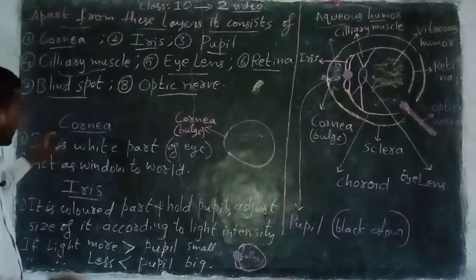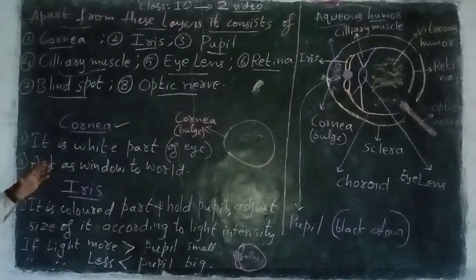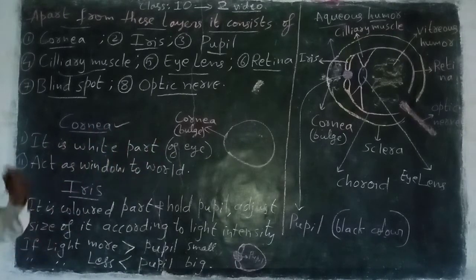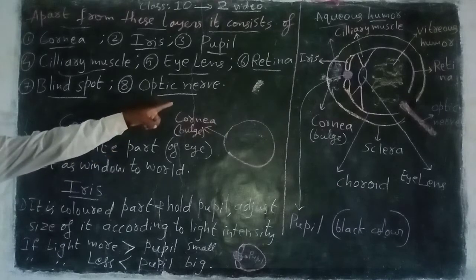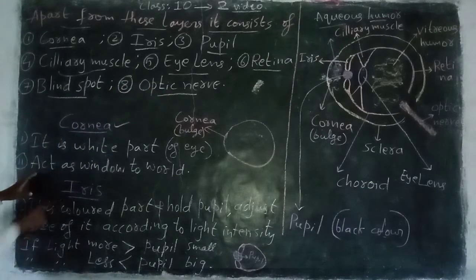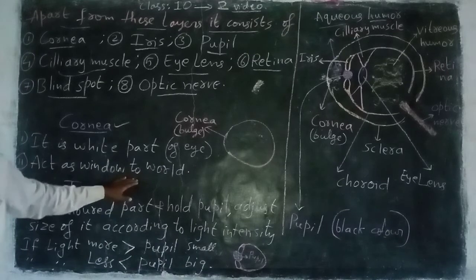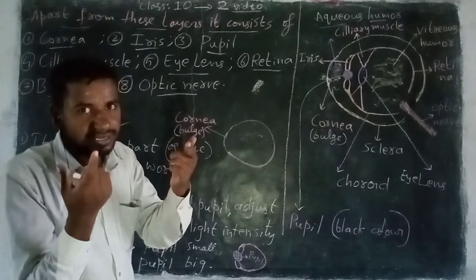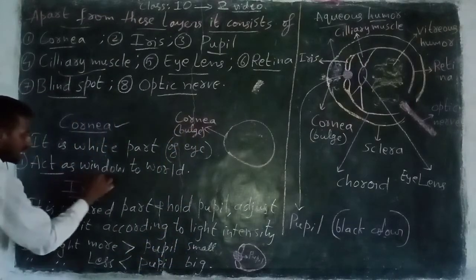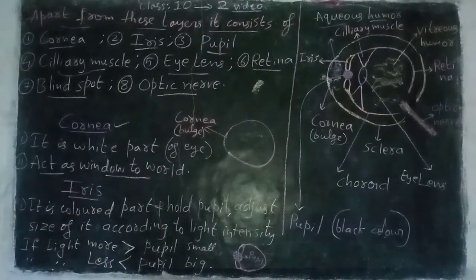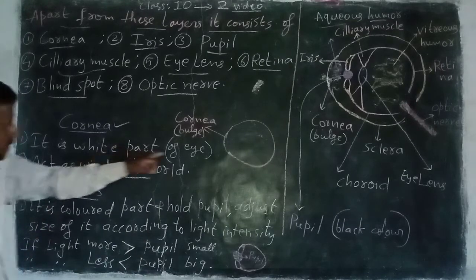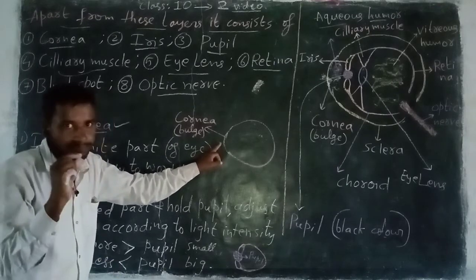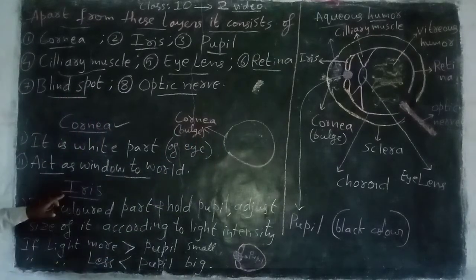Very clear now. We need cornea. What is cornea? It is the transparent part at the front of the eye, and it acts as a window to the world. When you close the eye, you can't see the world. That's why we wrote here, acts as window to world. And look here, I drew the cornea here also, a little bulged part.